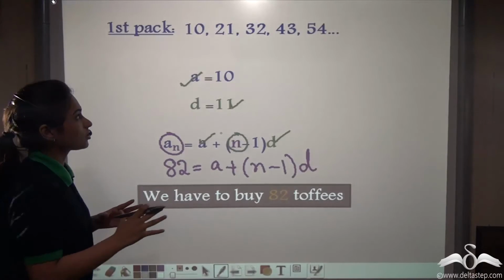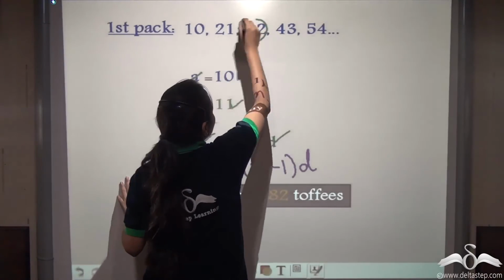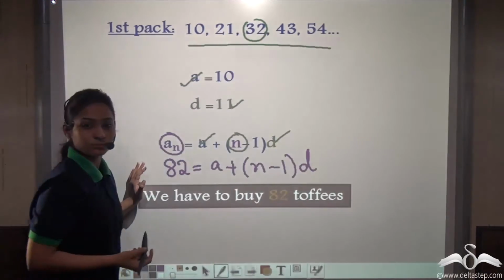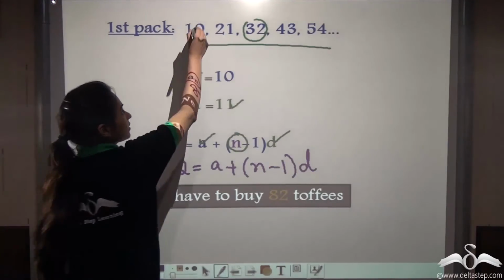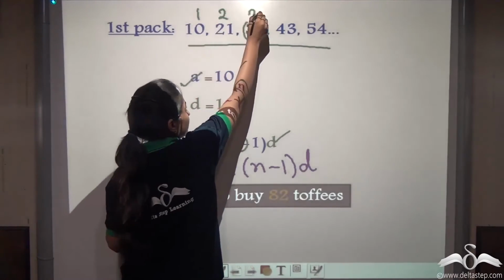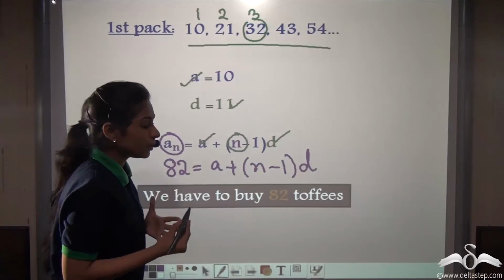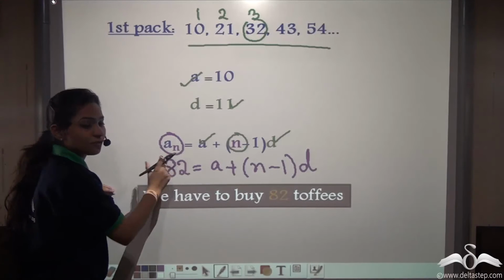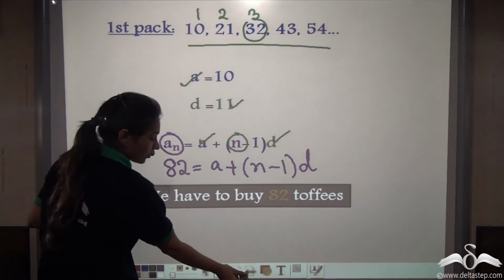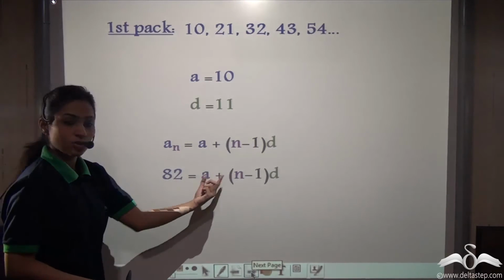For an example, just tell me, what is the position of 32 in this AP series? Well, that's easy. This is the first term, second term, third term and so on. So 32's position is the third term. Similarly, we will find out what is the position of 82. So let us calculate. Let us solve this.